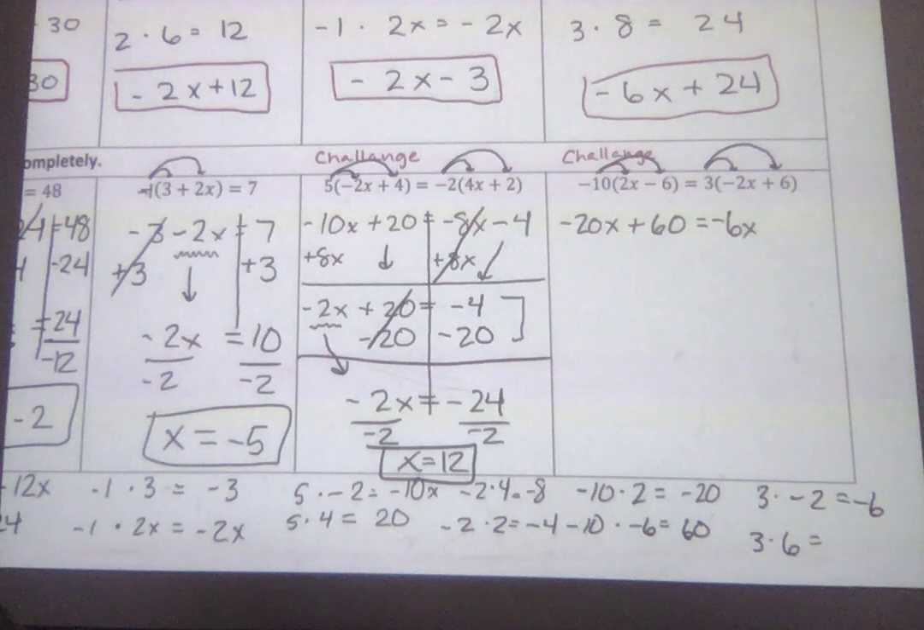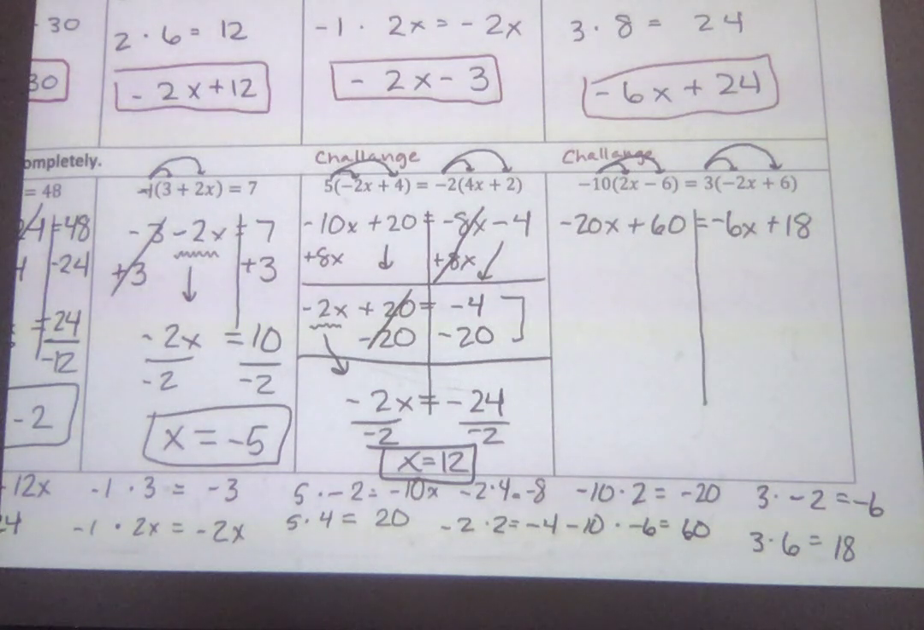You gotta do 3 times 6, which is 18. So overall you have negative 20x plus 60 on one side, and on the other side you have negative 6x plus 18. Omar distributed the 3 to the negative 2 and got negative 6x, and then the 3 to the 6 to get positive 18. So overall we have negative 20x plus 60 equals negative 6x plus 18.